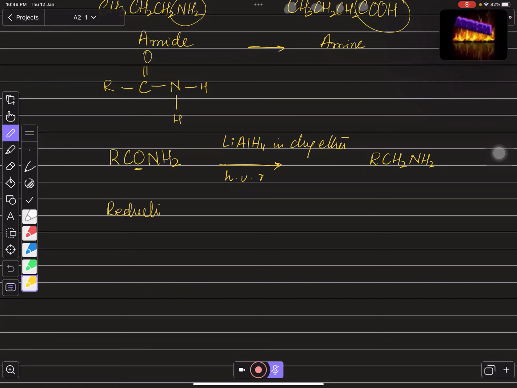This is also reduction, and over here you need to use the reducing agent, and the condition is heat under reflux. So for suppose if you have CH3CO, you can convert this into CH3CH2NH2 in the presence of lithium aluminum hydride in dry ether. Right, every one of you? Is that clear?